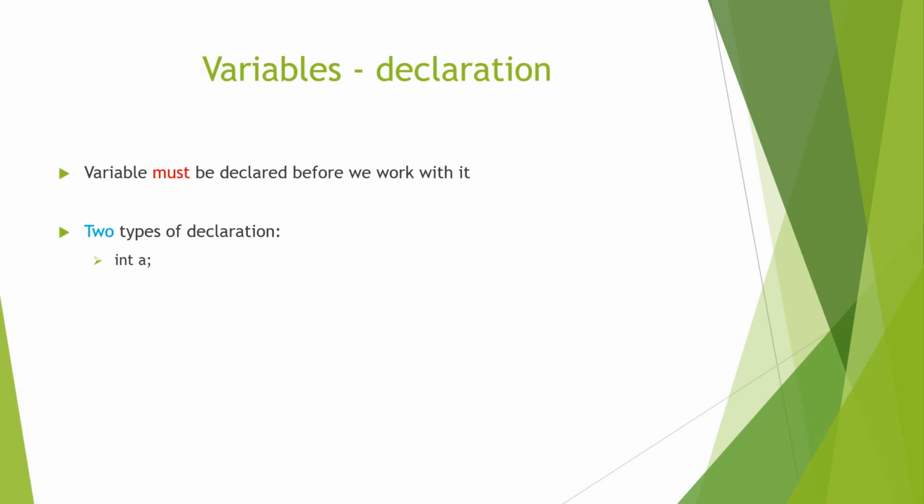This way of declaration is used when we don't know what value the variable will have and it will be computed somewhere later in a program. The second way to declare a variable is that we also specify its value. In this case, we write it like this, with equal sign. This was the way how to declare integers.